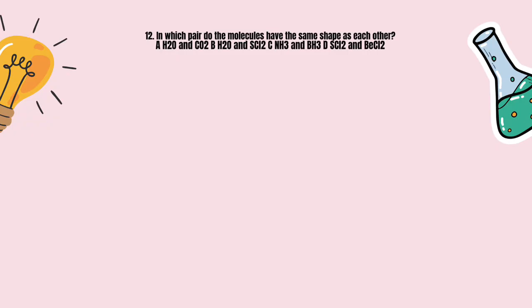Next up, it's question 12. This one is a bit of a puzzle. We have to find which pair of molecules has the exact same shape. We have 4 options, A, B, C, and D. To solve this, we can't just guess. We have to look at the structure of the atom itself.